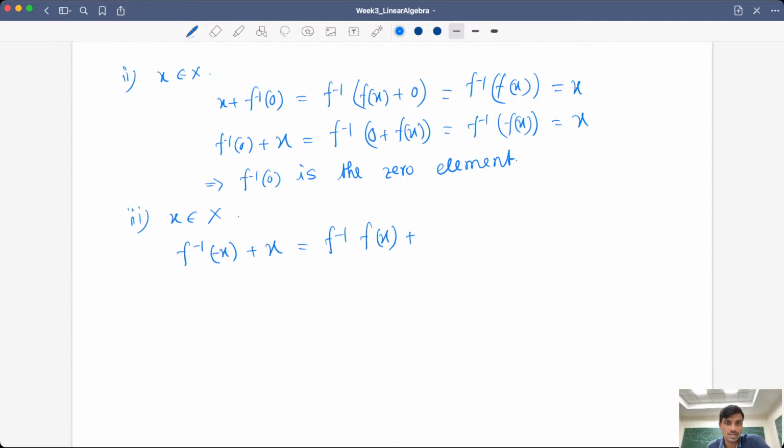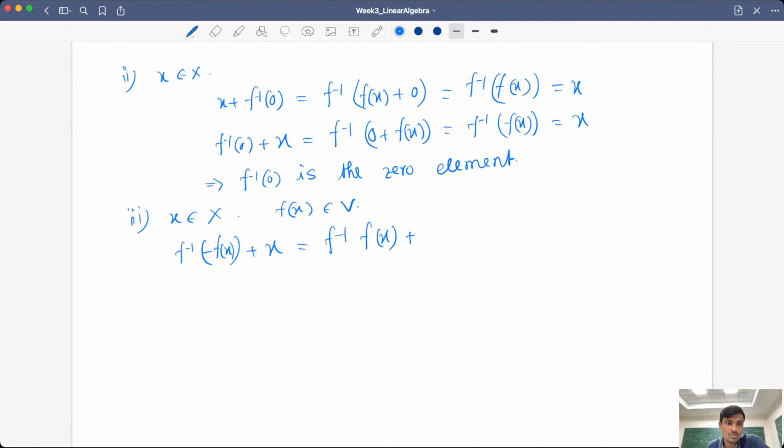Okay, for each x you know that f inverse of minus x does not make sense. So x belongs to X, so fx belongs to V, so it has the inverse minus of fx, right? So I should pull back that thing, so this is not the correct thing. I should pull back f inverse of minus fx, right? It makes sense because minus fx is in V.